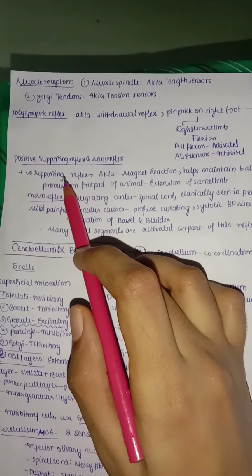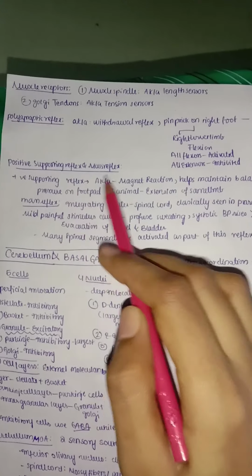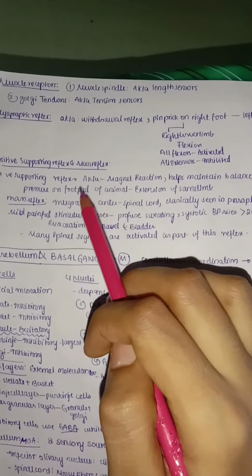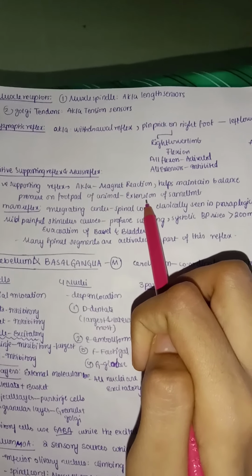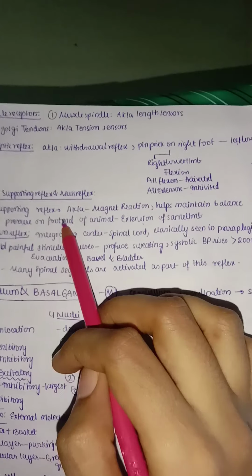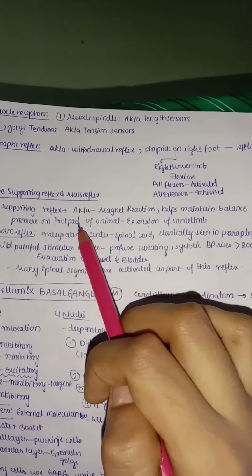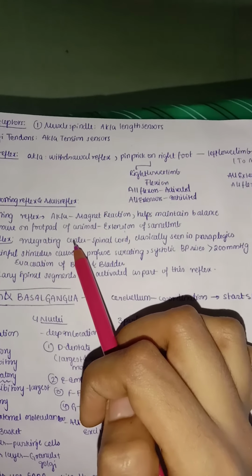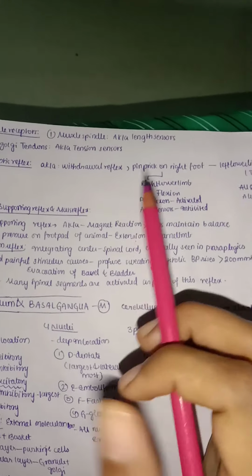Now let us see the positive supporting reflex and the mass reflex. So what is this? Let us see. The positive supporting reflex is also called the magnet reaction. It mainly helps to maintain the balance: pressure on the footpad of the animal causes extension of the same limb. So it is a magnet reaction that helps maintain the balance. On whichever side we now want to stand, on that side the extension of the muscle will take place, and it will help further balance, with extension on the same side of the limb, so that you can maintain the balance.